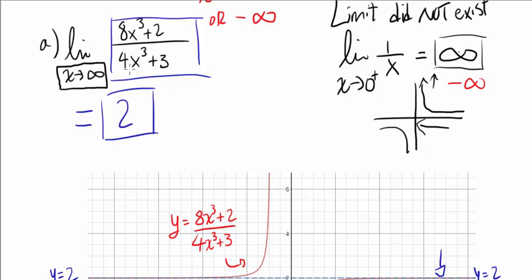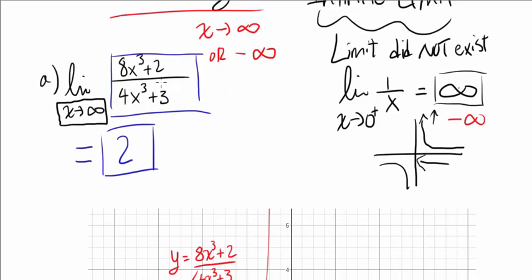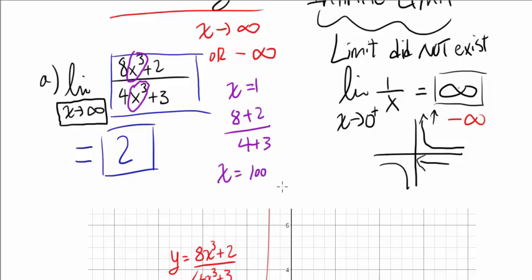Now, how can we make sense of this? Why is this approaching 2? Well, one way to think about it is as x is approaching infinity, as x is getting bigger and bigger, this x cubed term is going to dominate the top and the bottom of this fraction. What I mean is, let's consider x to be 1. Then at the top you have 8 plus 2, and at the bottom you have 4 plus 3. Let's consider x to be 100. Then you have 8,000,000 plus 2 over 4,000,000 plus 3 at the bottom.